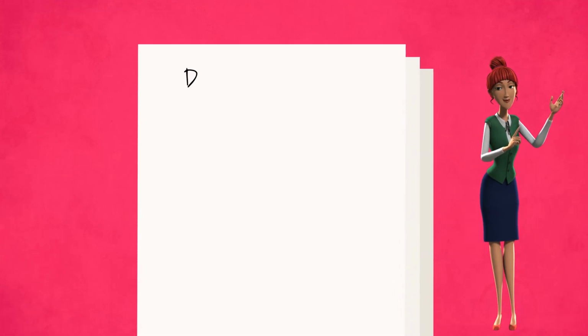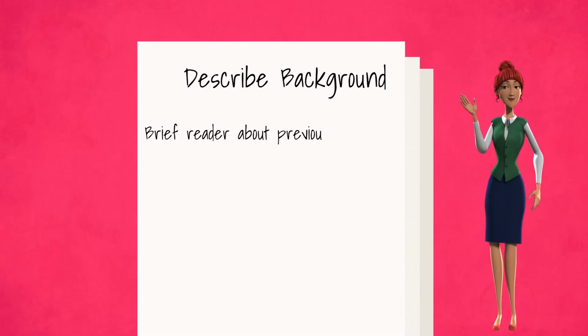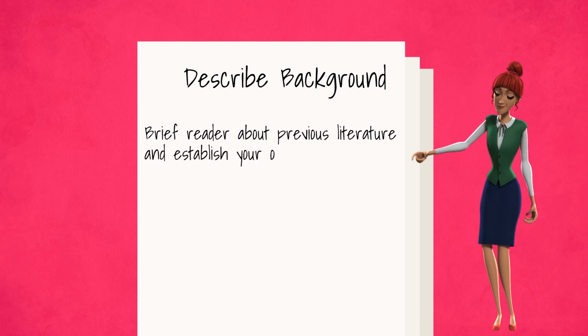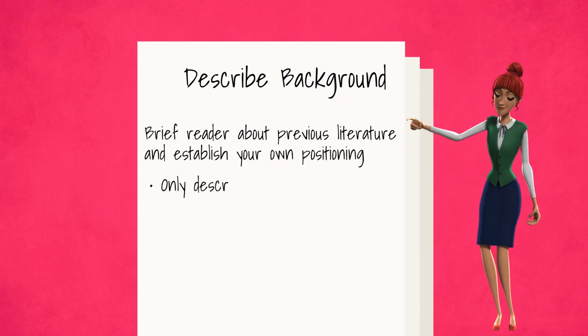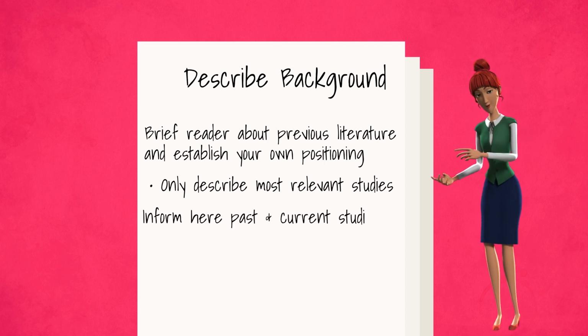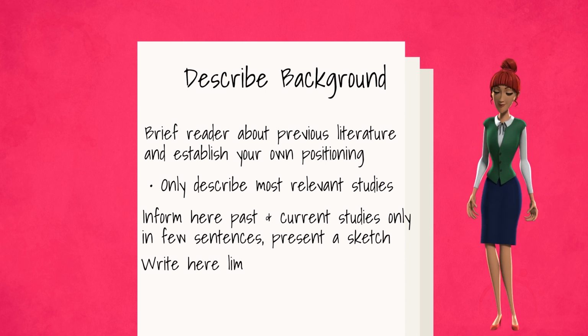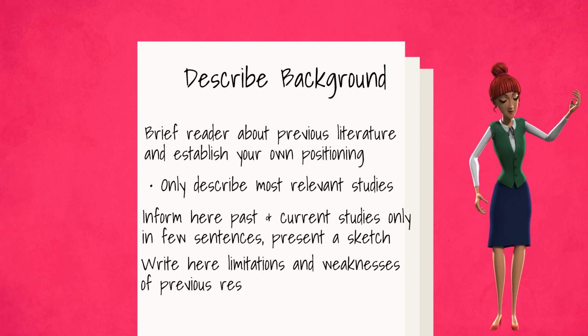Then consider these points while describing the background. Here, tell the reader briefly about previous literature and establish your own positioning. Only describe the most relevant studies. Inform here about past and current studies in only a few sentences. Present a sketch only. Write here the limitations and weaknesses of previous research.